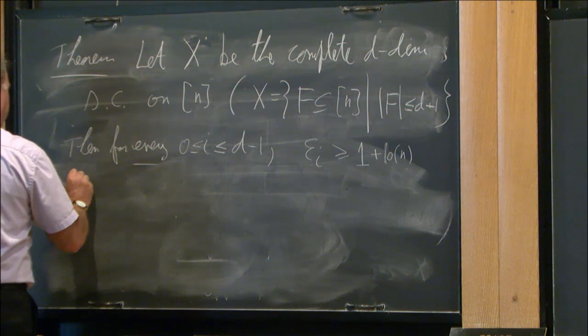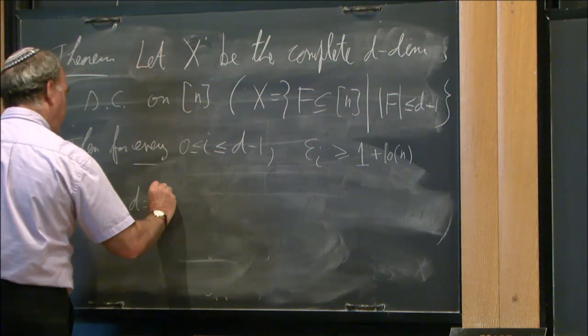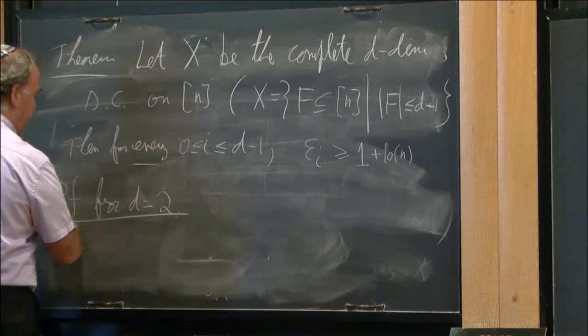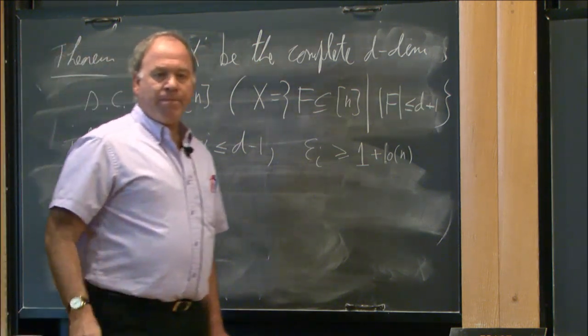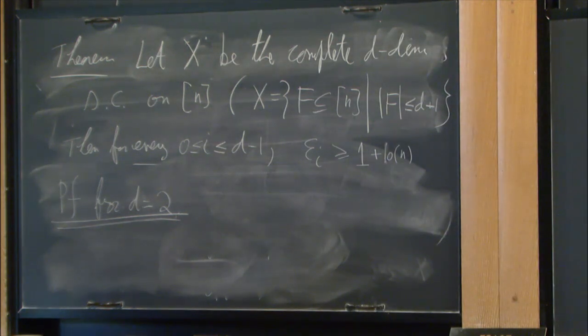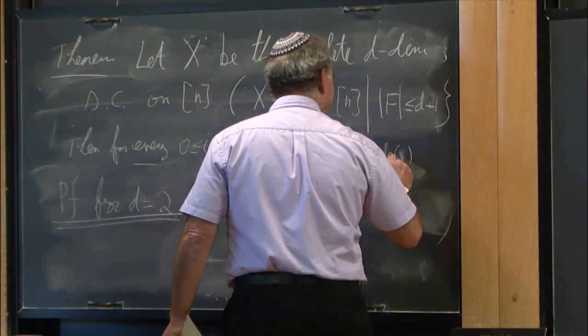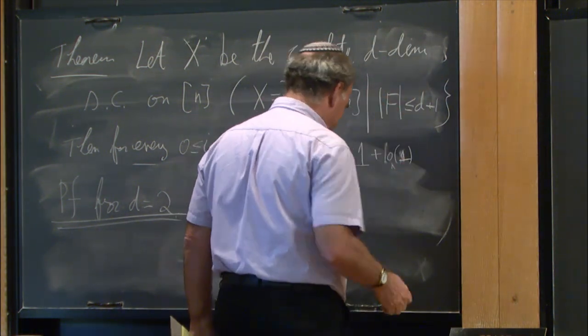I will prove it only for d equal 2. I'll take the first non-trivial case. So in this little o you mean something that tends to 0, let's say. Yeah, as n tends to infinity. Little o of 1. Ah, sorry. Yeah, little o is a function of n of 1. Yeah, sorry.